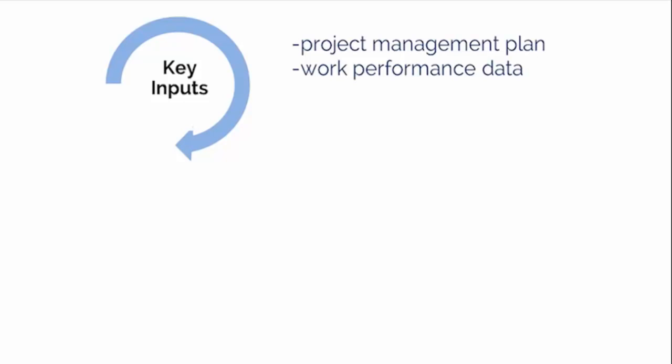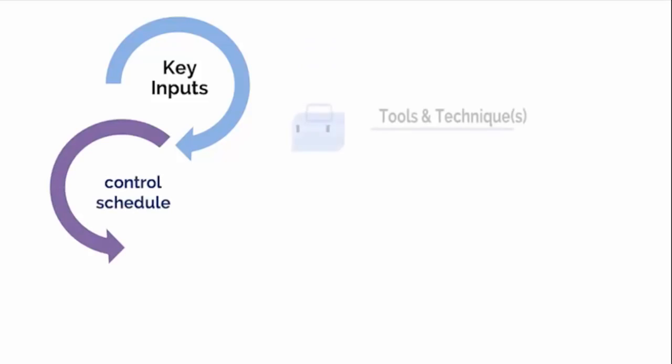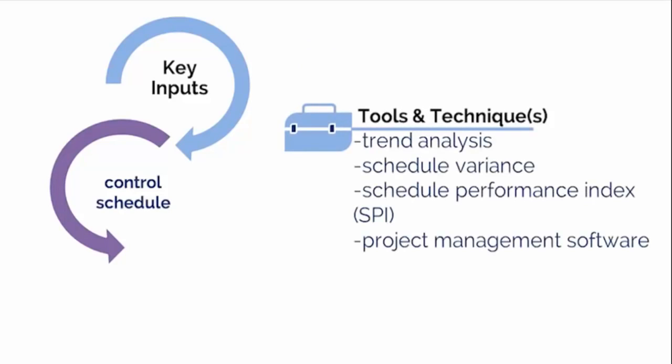Another key input is work performance data, which is the raw information gathered about schedule performance and progress, such as which activities have started, what their progress is, and which activities have finished. Let me highlight a few key tools and techniques in this process. We have performance reviews, such as trend analysis, which examines project performance over time to determine whether performance is improving or deteriorating. Schedule performance measurements, such as schedule variance, or SV, and schedule performance index, or SPI, can also be used to assess the magnitude of variation to the original schedule baseline.